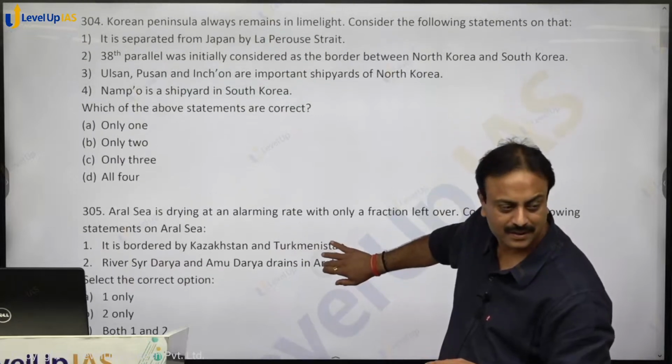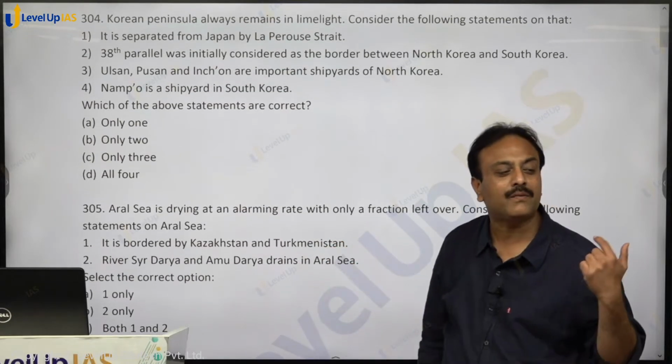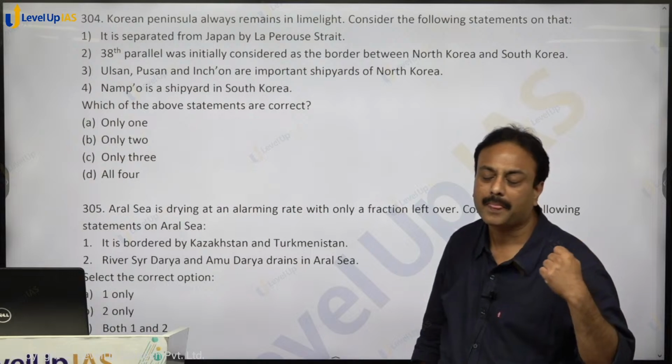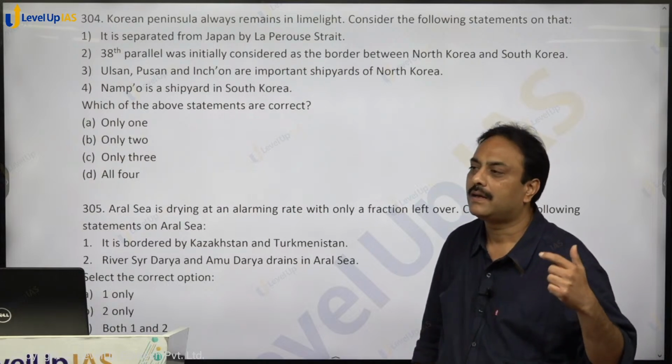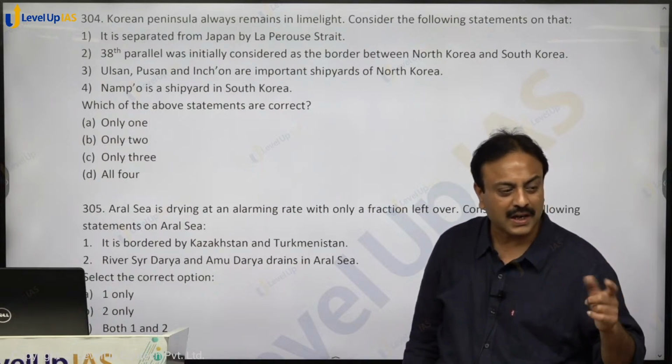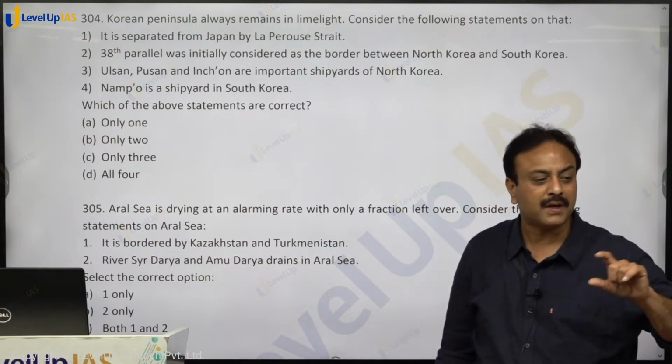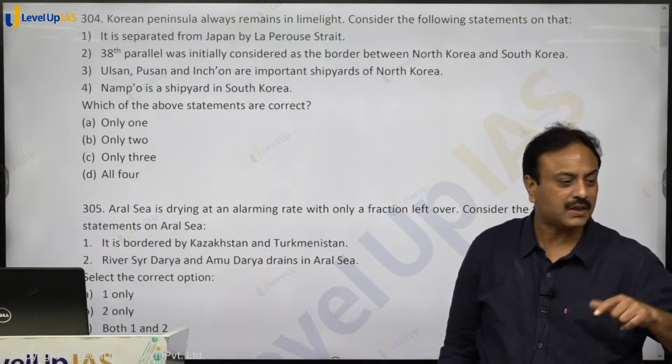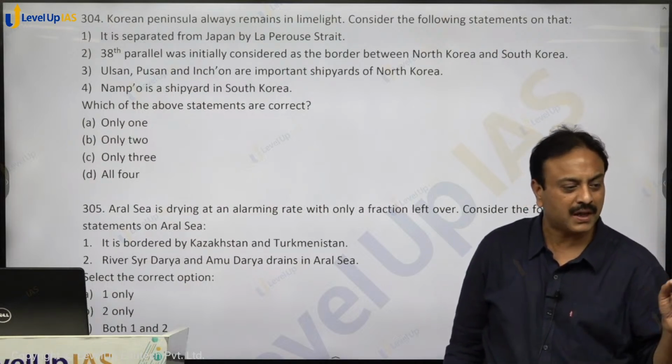It will come now. It separates Japan from Russia. Above Japan is Kuril, yes, Russia. Between the northern island of Japan, that is Hokkaido, and a certain part of Russia, that is Kuril, they are separated from each other by La Perouse Strait.